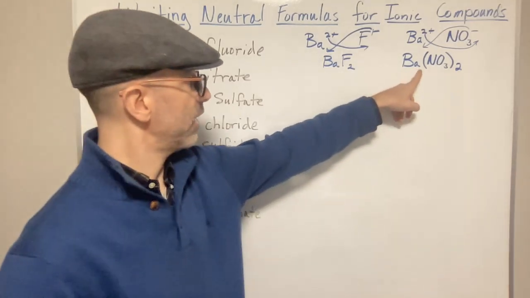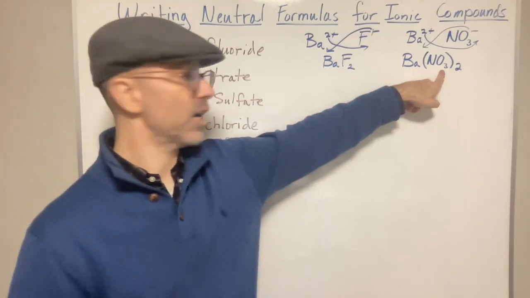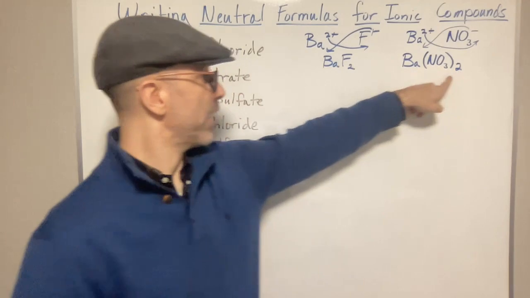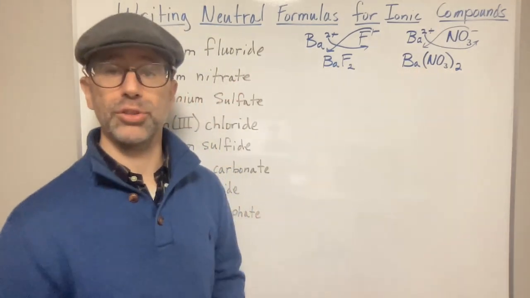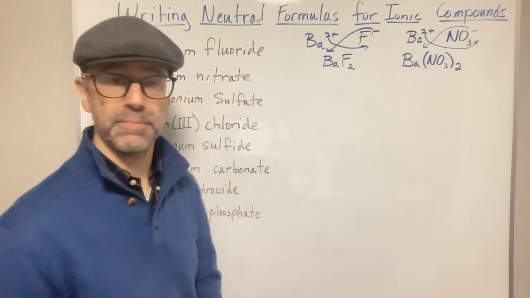We can see that, again, we're not looking at the 3 subscript here, only what's on the outside of the parentheses. So the 2 and the 1, that's the lowest whole number ratio we can get, 1 to 2. So this is our formula for barium nitrate.